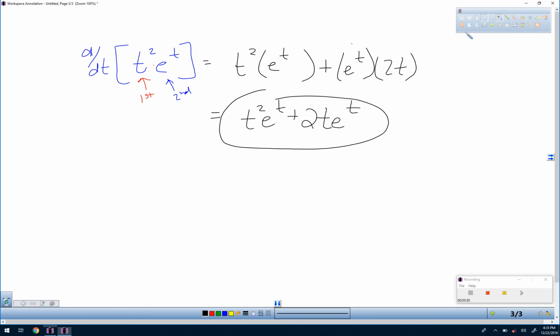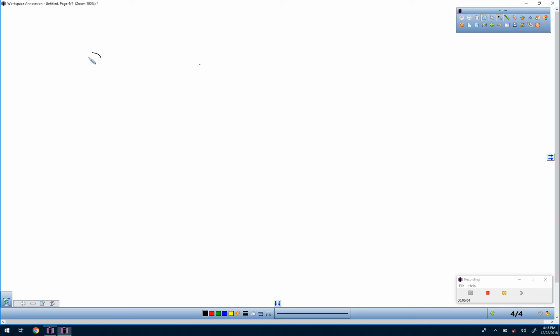And I'll do one more. Really quickly, I'll make one up. Let's say if I wanted to find the derivative, I'll keep it with respect to t. The derivative with respect to t of x squared sine, well, I can't do x squared if I'm doing it with respect to t, can I? So let's do t squared times sine of t. I ask you to find the derivative of this with respect to t.